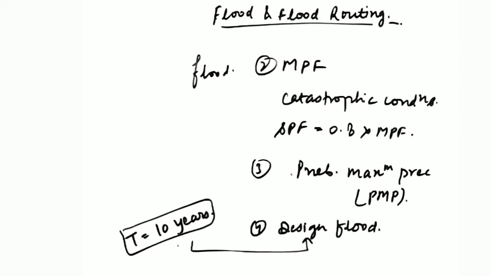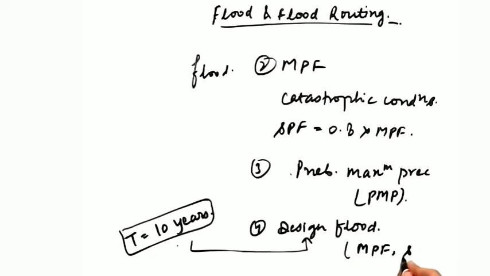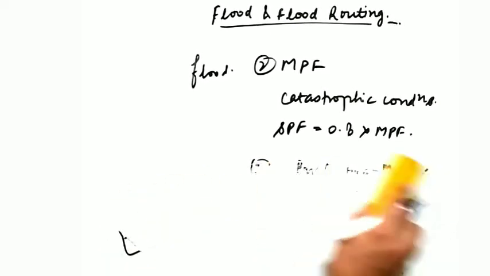It can be any possible flood. It can be an MPF, it can be a standard project flood, it can be a PMP, or it can be any flood of any particular return period that we choose in designing our project. Now this is all about flood and types of flood.